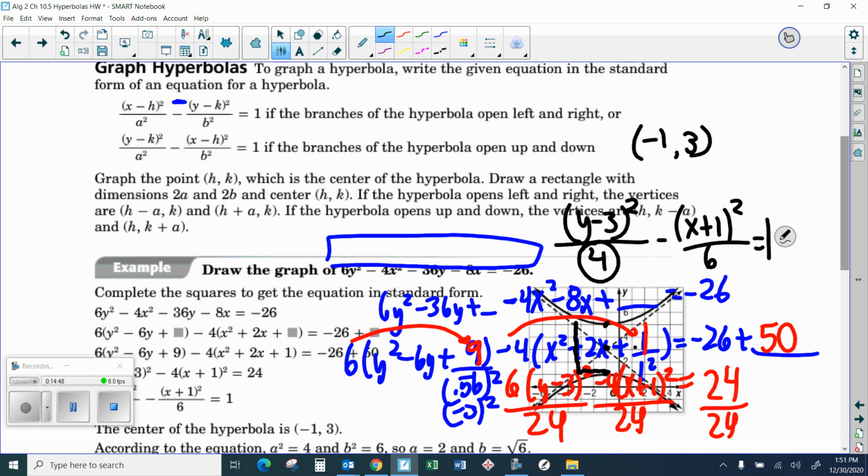Draw myself a box. Okay, it goes through that. And then I can draw my diagonals, the slant asymptotes, to the corners of those boxes. And you see the black dotted line right there, both of them. Okay, and then I know since y is first, it opens up and down.